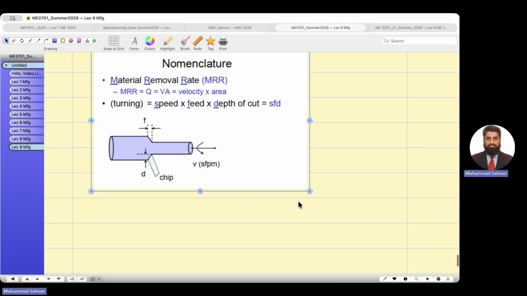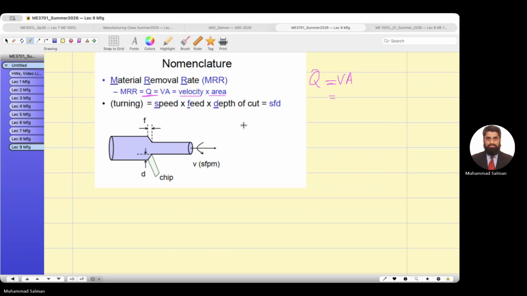So material removal rate is very important, and this is also known as Q. Q equals velocity times area. We will be finding the MRR, material removal rate, how much material is being removed per second. That can be found using this formula: speed, surface feet per minute, we call it how many feet per minute, and the feed and the depth of cut.